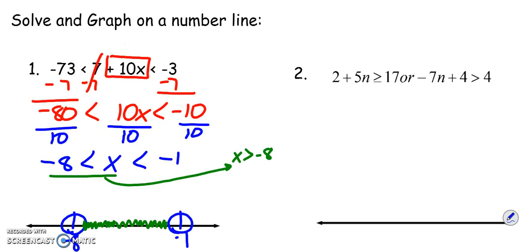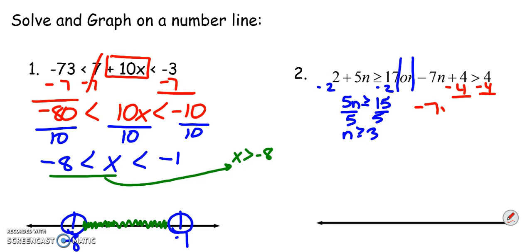For our OR questions, these are just done as 2 separate inequalities. So we just solve the one on the left, and solve the one on the right, and then we put them both together as one solution. So we do minus 2's here. So 5n is greater than or equal to 15. Divide by 5. Gives us n is greater than 3. Then we move over here to the one on the right. And we have negative 7 is greater than 0. We divide by our negative 7, which means we have to flip that around.